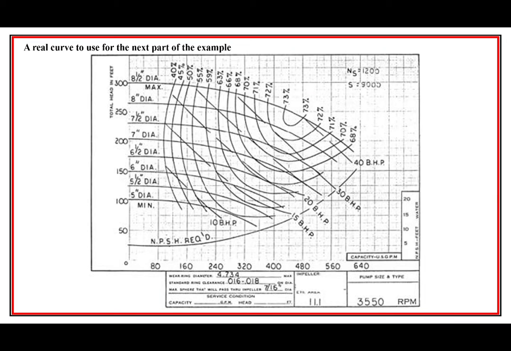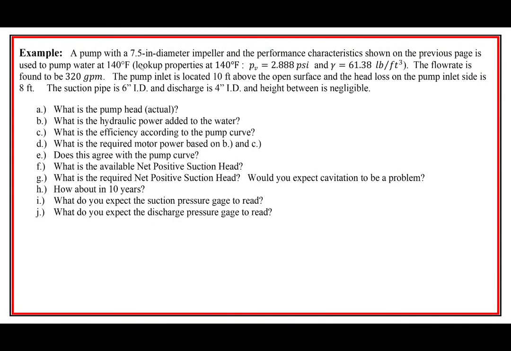Okay, continuing on with class 24, here's another example. We're going to continue with the pump that we used two videos ago to find the power via the geometry and speed using the velocity triangles. And now this is a pump curve for that pump. And it still has a 7.5 inch diameter impeller.